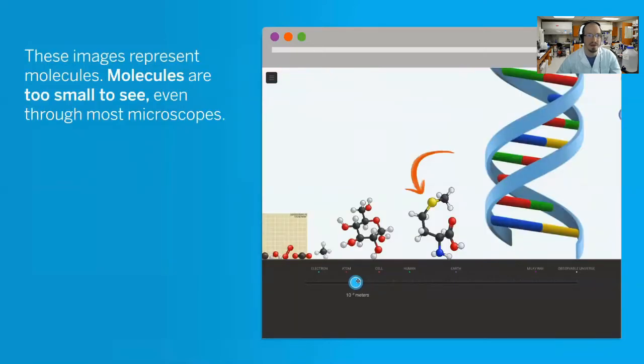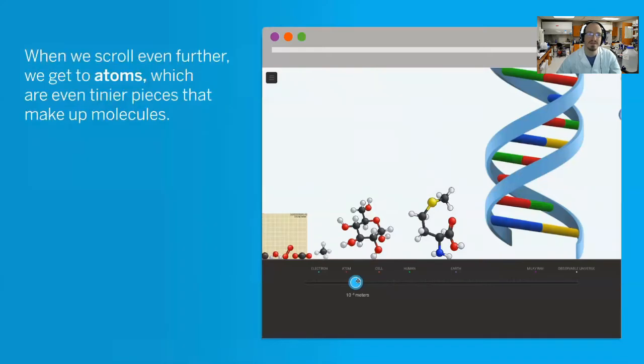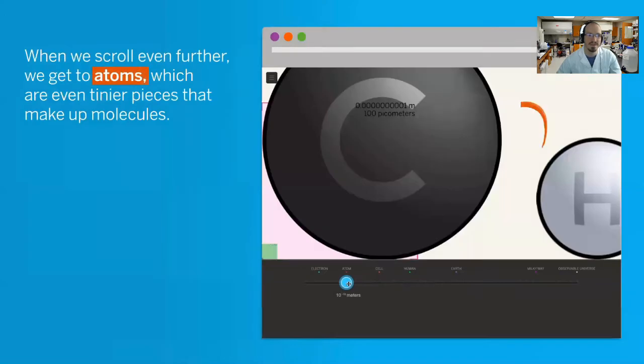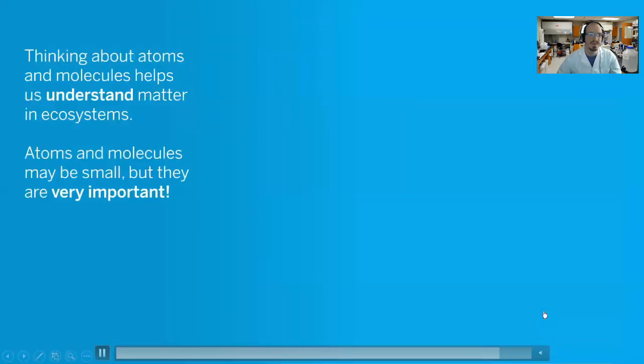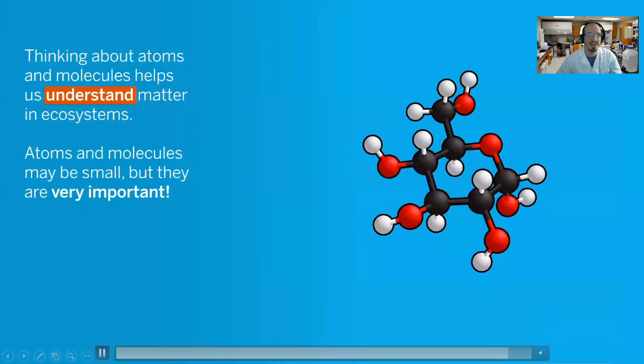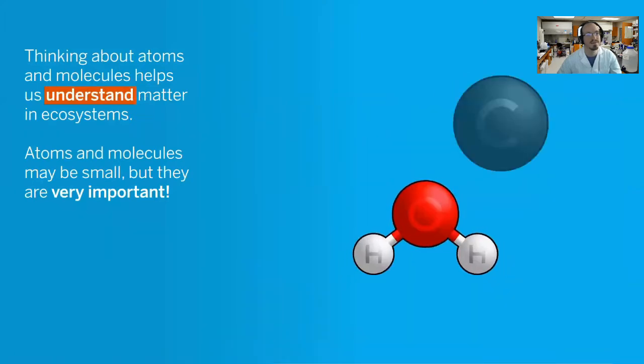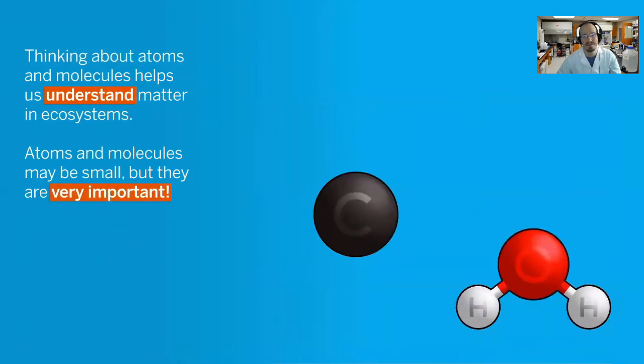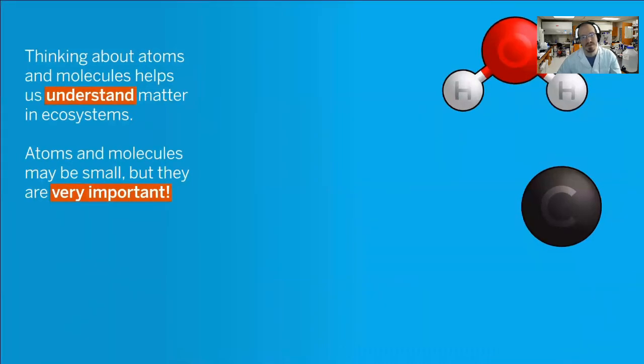These images represent molecules. Molecules are too small to see even through most microscopes. When we scroll even further, we get to atoms, which are even tinier pieces that make up molecules. Thinking about atoms and molecules helped us understand matter and ecosystems. Atoms and molecules may be small, but they are very important. So if you want to go back and explore that and look at those different scales, feel free to open the scale tool on your own and play around with it anytime you want.